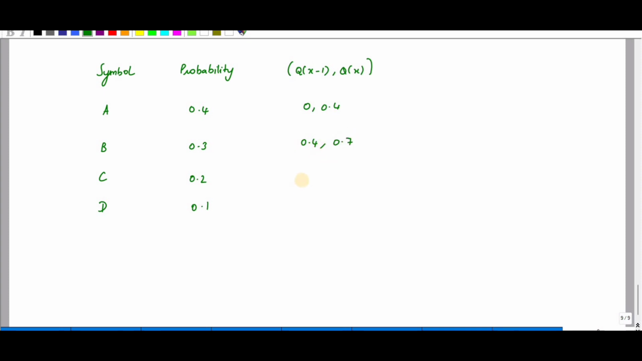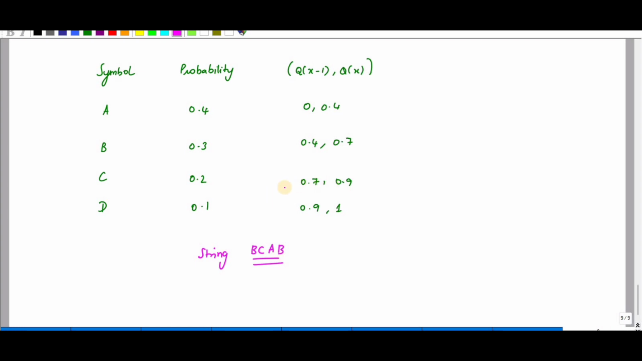Then 0.7 comma 0.9, because 0.7 plus 0.2 is 0.9, and 0.9 plus 0.1 is 1. So it has to start with 0 and end with 1. The string we need to code is BCAB. So now let us proceed with the problem.